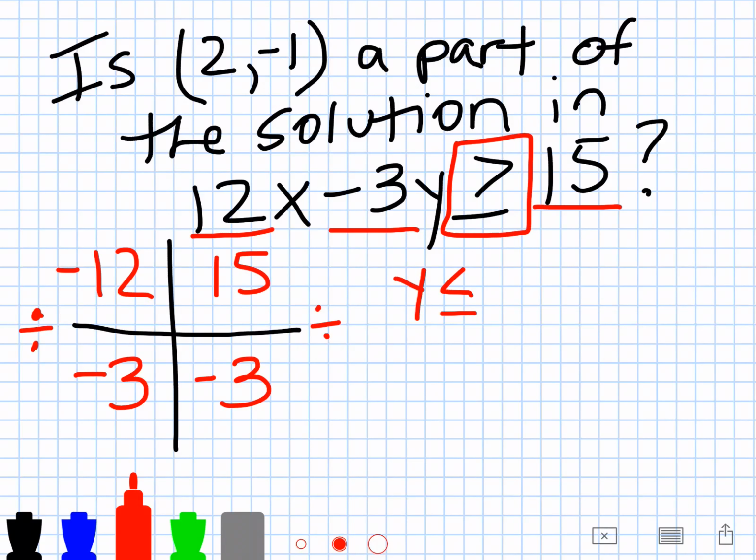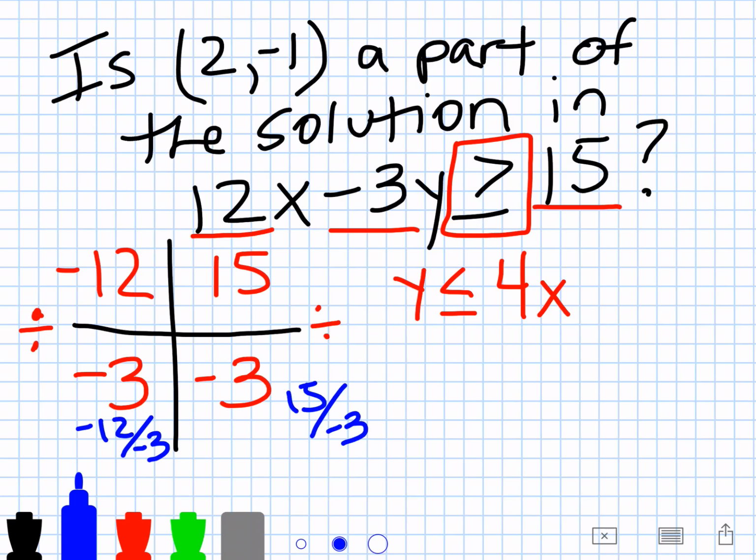So -12 divided by -3 will give you a +4. I'm just dividing this column right here. You have to put your x behind your slope. And then 15 divided by a -3 will give you a -5. So it's just going to be -5.